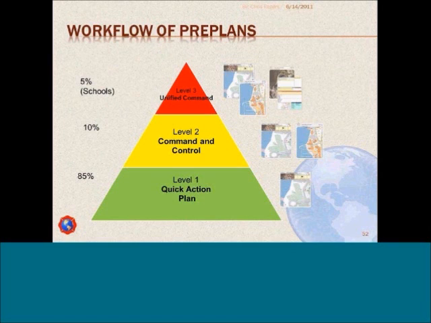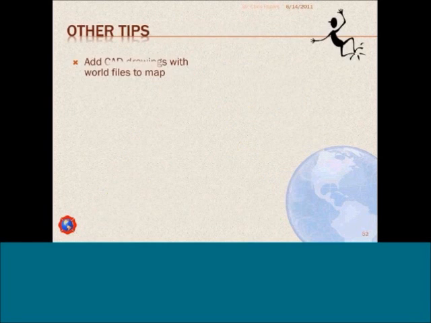And the level 3 pre-plans are unified command, and that's basically school shooter pre-plans for us. We always have some exceptions, and we have other maps available, but those are the basic three categories, and that helps us identify the amount of work we put into each pre-plan.